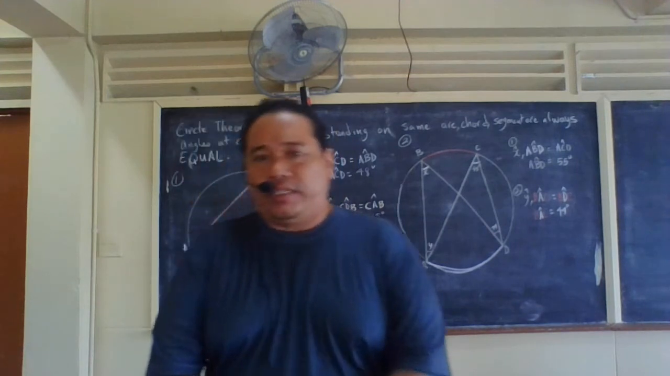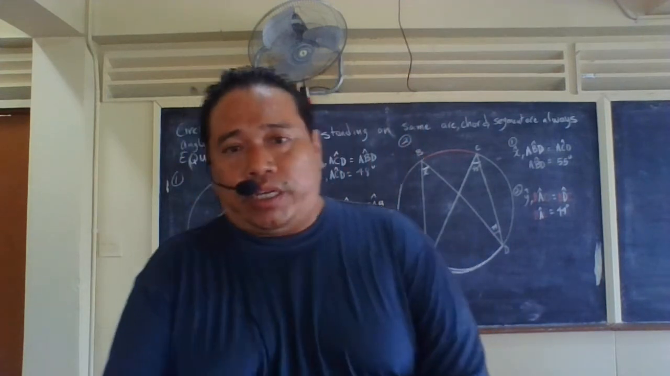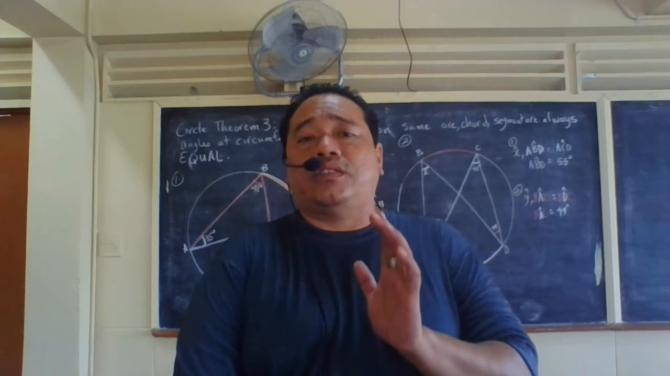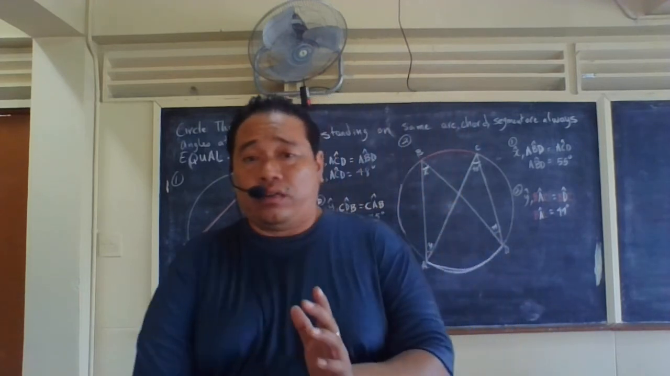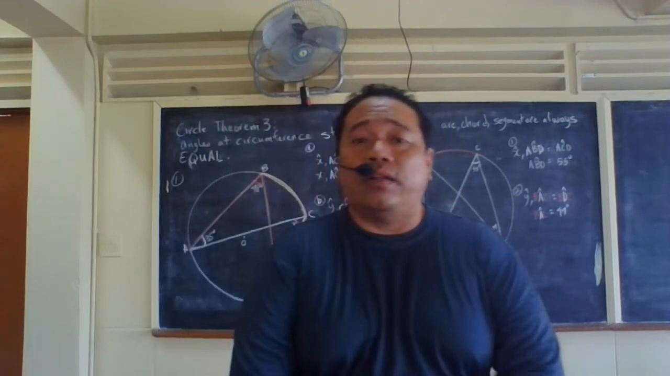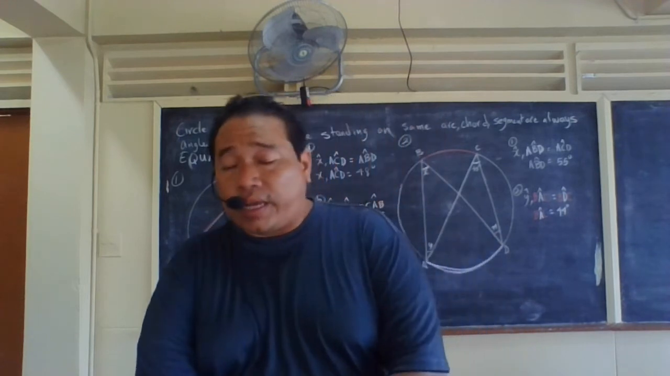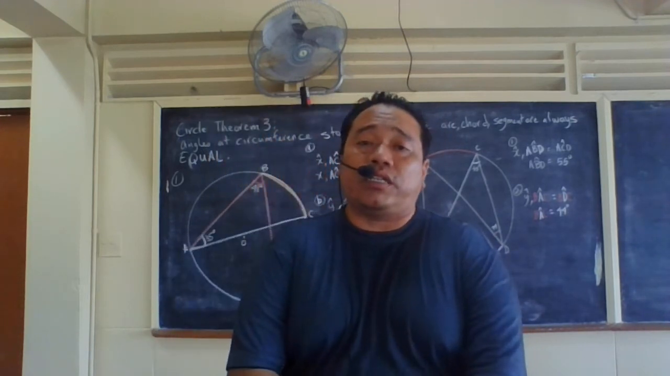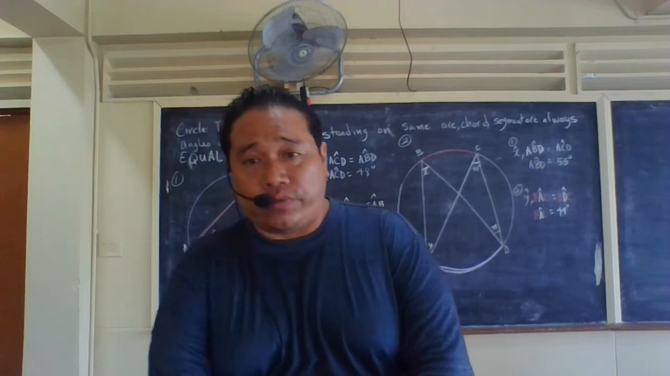And there you have it, guys. Theorem 3. The hardest part is to locate the arc which produces the angle in question. After that, there is no calculation, it's purely geometric observation.